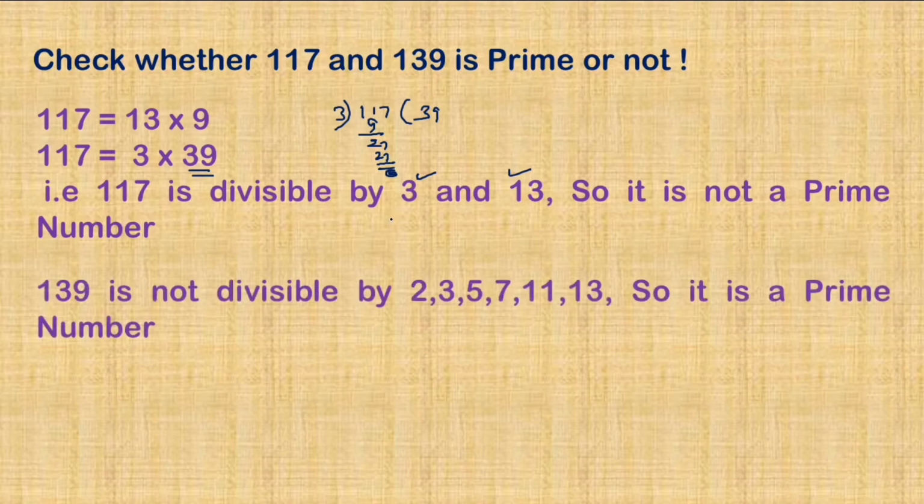Next, let us check 139. Divide by 2: 2 6s are 12, 1 9, 2 9s are 18. The remainder is 1. It is not divisible. Like this, you will see 139 is not divisible by any prime number less than 15. It is not divisible by 2, 3, 5, 7, 11 and 13. So we can say 139 is a prime number.